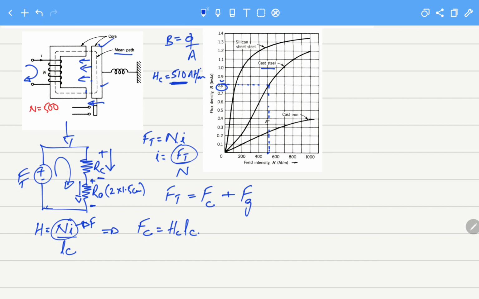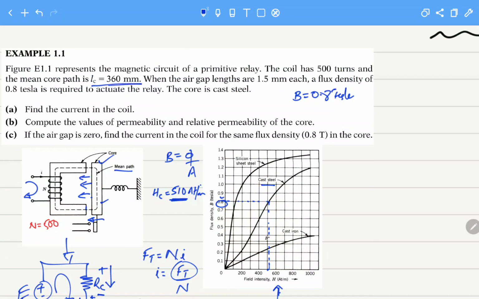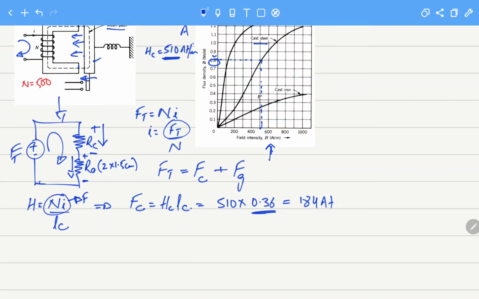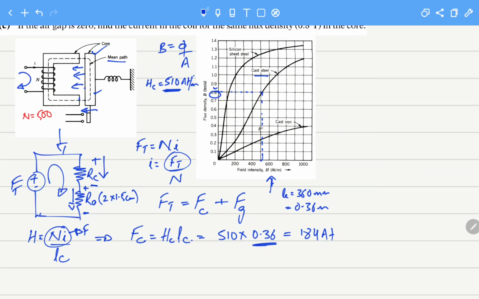How do we know that? It is against 0.8 Tesla of flux density. We take it from this curve. So this will become 510 into 0.36, and this becomes 184 ampere turns. So where did the 0.36 come from? The Lc of the core is 360 millimeters, that becomes 0.36 meters. So this is the calculation of the magnetomotive force that will cause the flux to flow through the core.